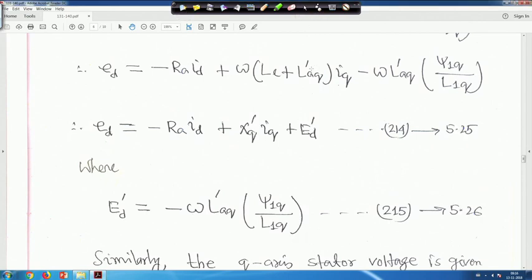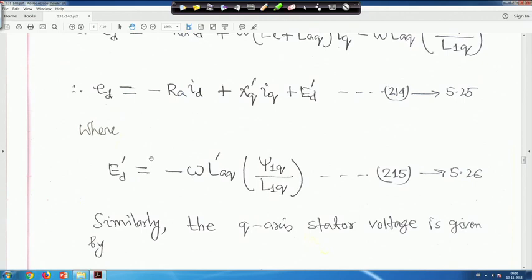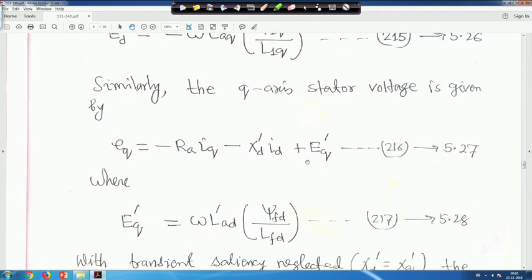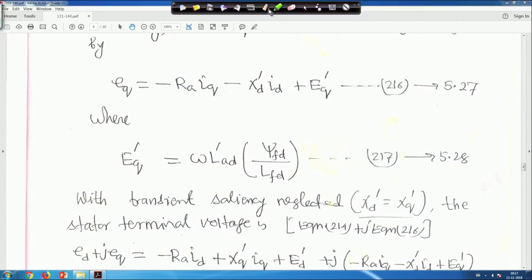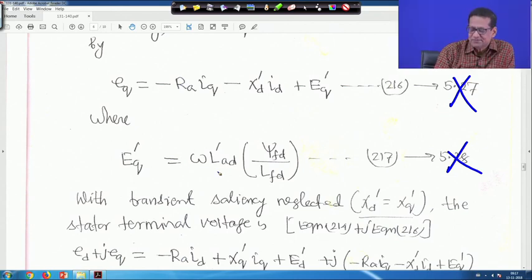Similarly, the q axis stator voltage is given by, from the equations derived before, E q equal to minus R A I q minus x d dash I d plus E q dash. This is equation 216, for my reference, where E q dash is equal to omega L A d dash into psi f d upon L f d. This is equation 217.